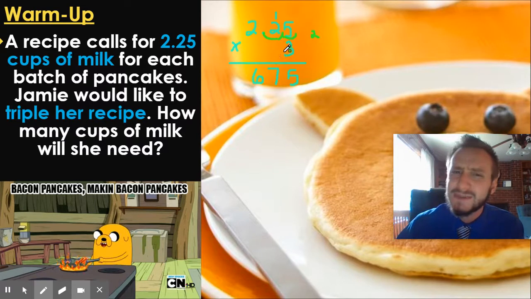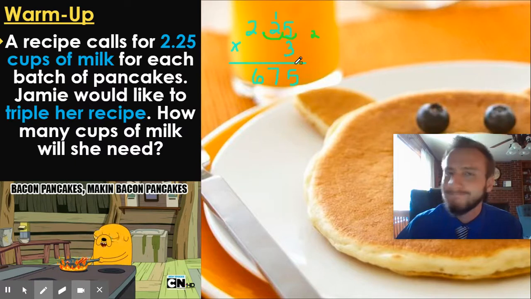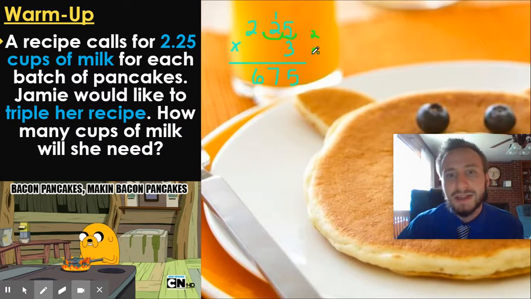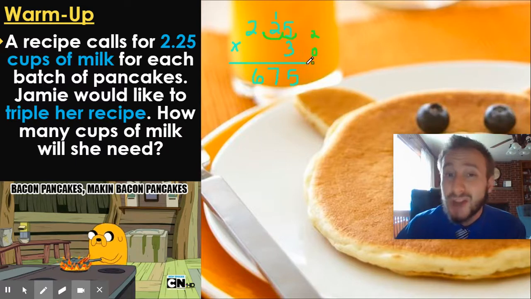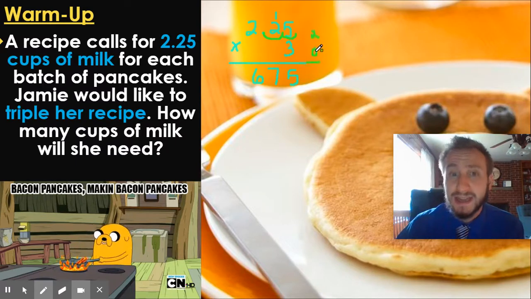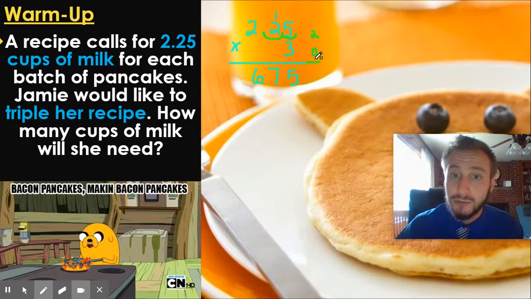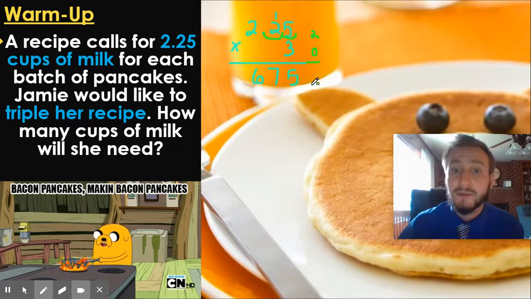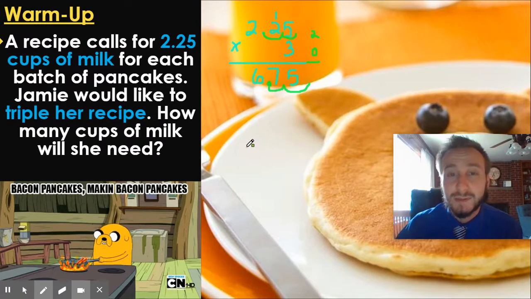And is there any decimal with this 3? No. So that's just 0. So in total, that means we need to move our decimal in our final answer. 2 plus 0 is 2. So 2 places from the right to the left. So you just hop over once, twice, and there you go. That's where your decimal goes.